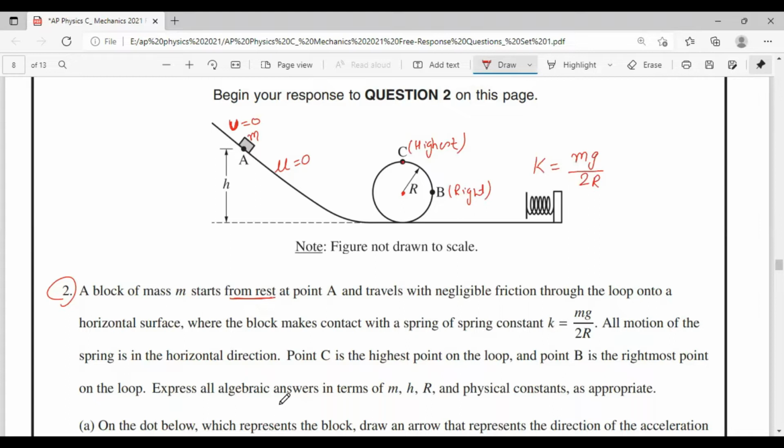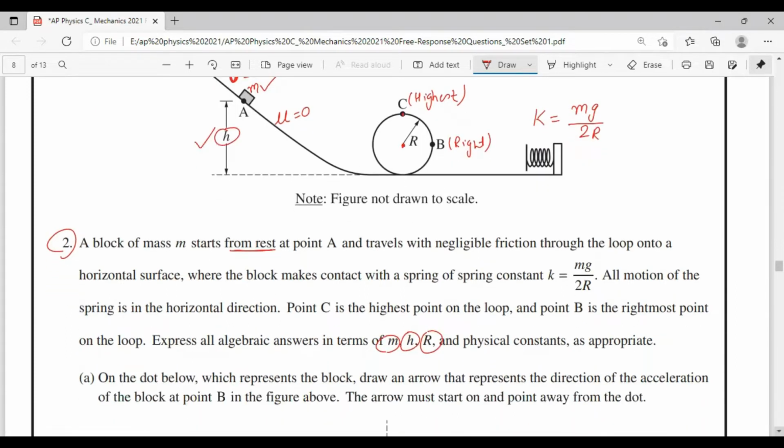Express all the algebraic answers in terms of m, h, r, and physical constants as appropriate. So what is the m, h, and r? It's clear. M is here. What is the h? H is the initial height from where this block will be released. And what is the r? R is the radius of this circular track or this circular loop. Right, friends? So let us see the first question.